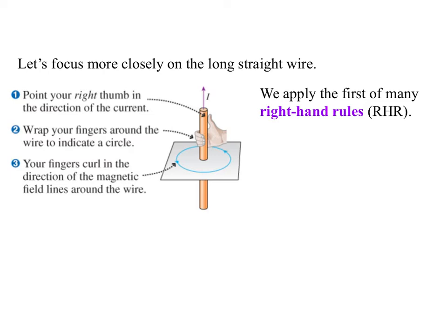All right, let's look a little more closely at the long straight wire. Here we apply the first of many of what we'll call right-hand rules, abbreviated RHR, of course, which is to say put your right thumb in the direction of the current, wrap your fingers around the wire to indicate a circle, and your fingers are also curling in the direction of the field lines. And of course you could rotate your hand all the way around this pole. You'd always get that circle. So around a long straight wire, the field lines are in the directions given by your right hand when your thumb points in the direction of current.